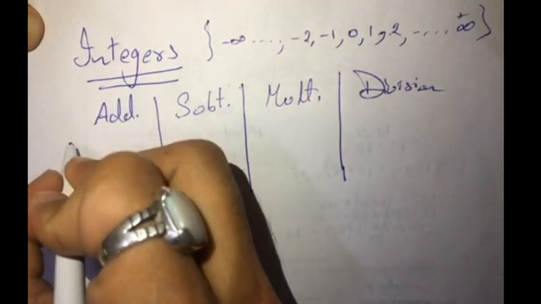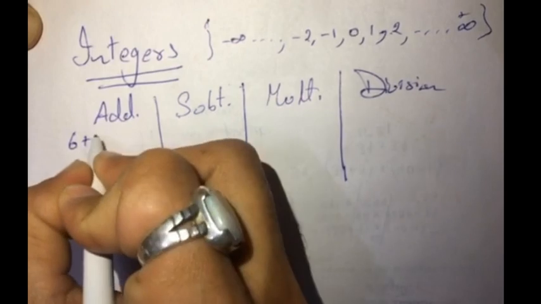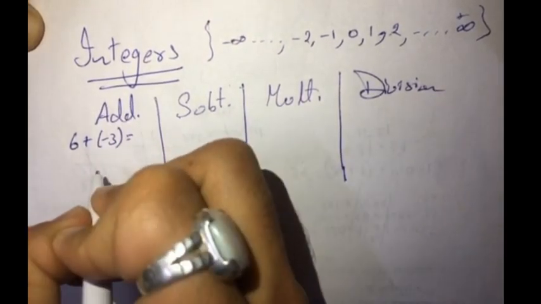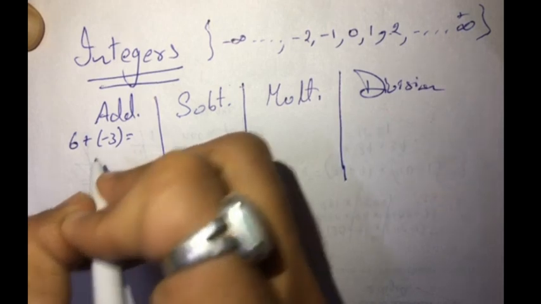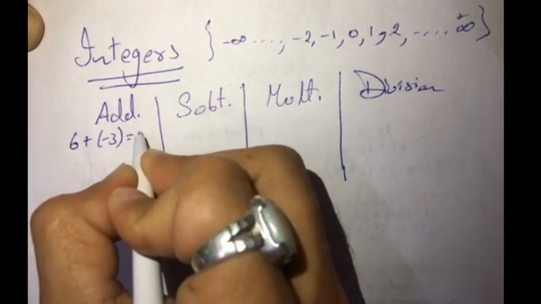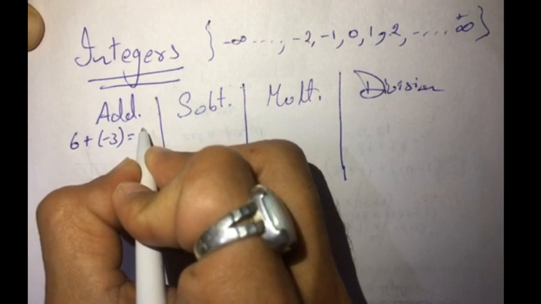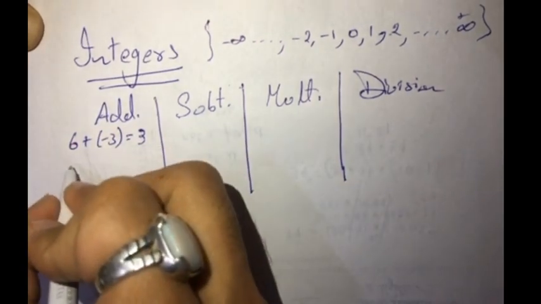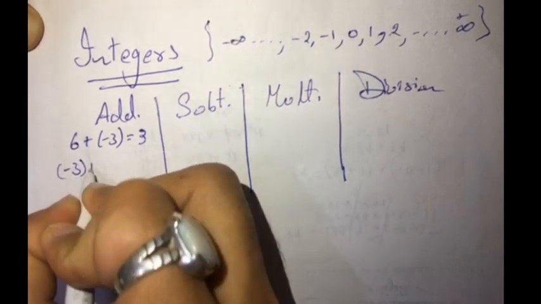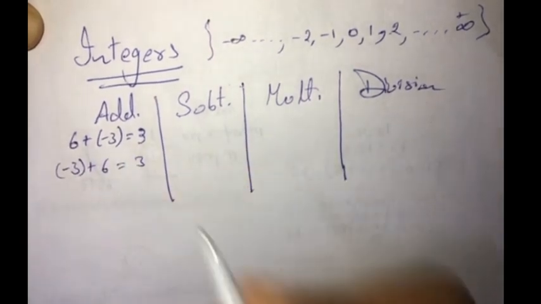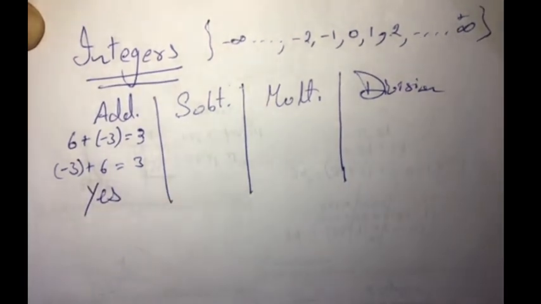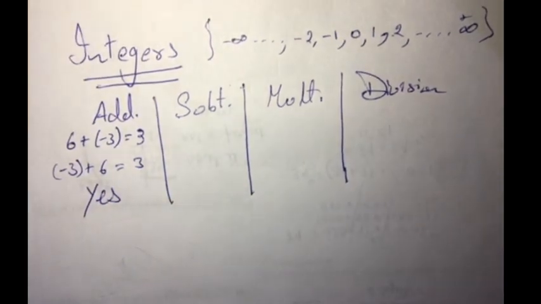Over here if I write 6 plus minus 3, it will give you 6 minus 3, which means 3. And if I write minus 3 plus 6, it will also give you 3. Both the results are the same. Yes, it works. Closure property for integers in addition works.